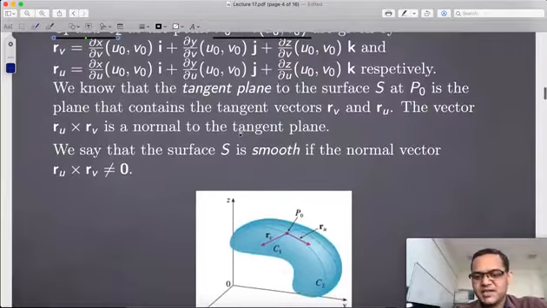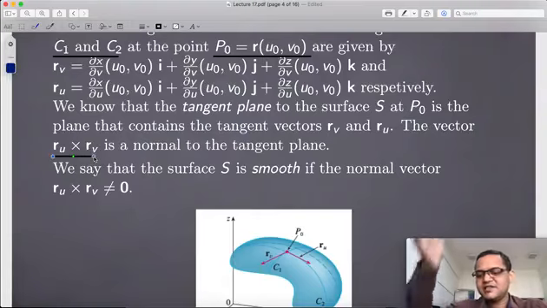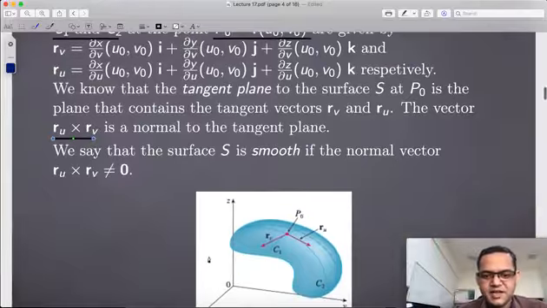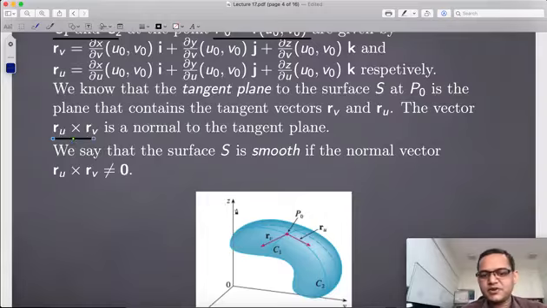And what is the tangent plane? The tangent plane is the plane which is going to contain these two tangent vectors, isn't it? And the normal to this tangent plane is given by the cross product. All this we had done, so I am not spending too much time. Imagine a plane which is tangent at this point, and then the normal vector is given by the cross product of these two, correct? The r_u and r_v.